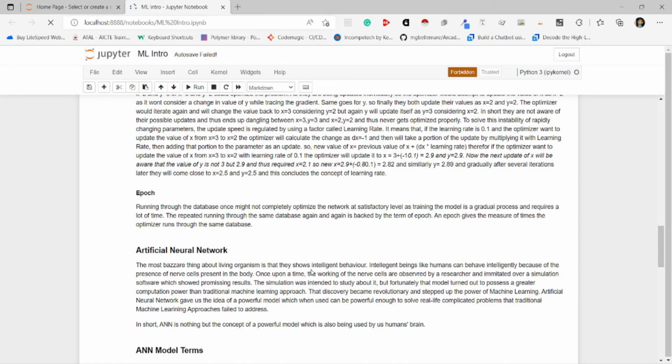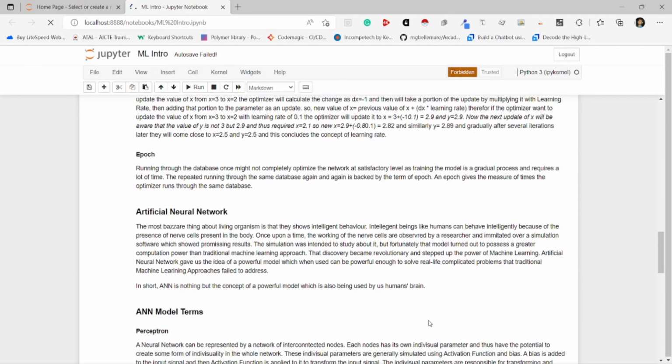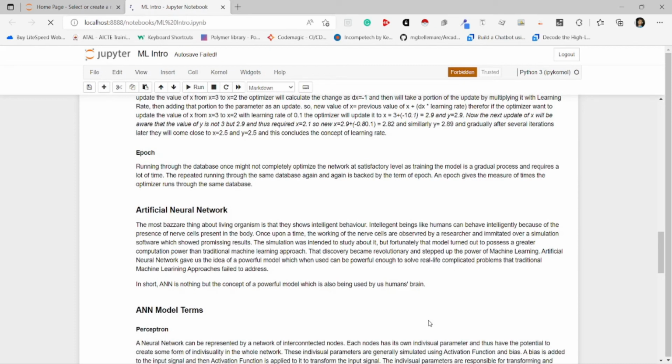The most bizarre thing about living organisms is that they show intelligent behavior. Intelligent beings like humans can behave intelligently because of the presence of nerve cells in the body. Once upon a time, the working of a nerve cell was observed by a researcher and imitated over simulation software, which showed promising results. This simulation was intended to study the cell, but fortunately that model turned out to possess a greater computational power than traditional machine learning approaches.